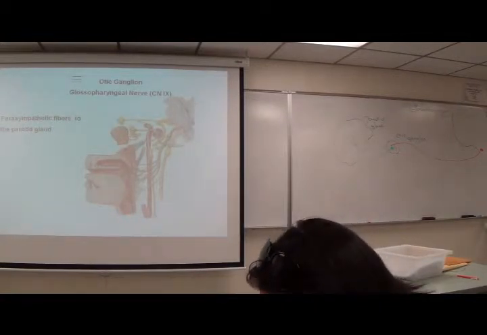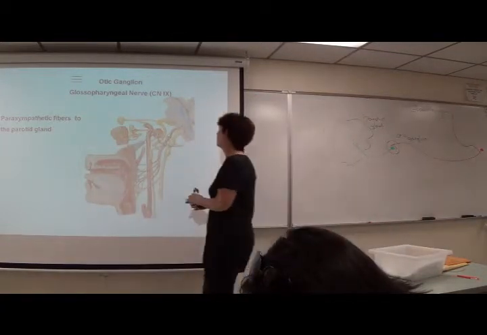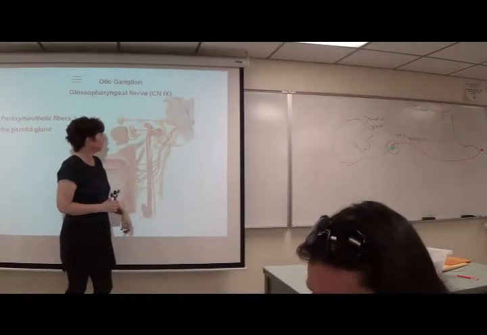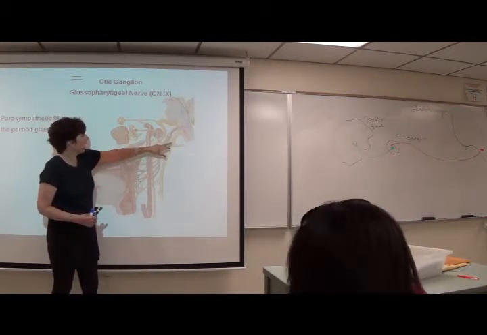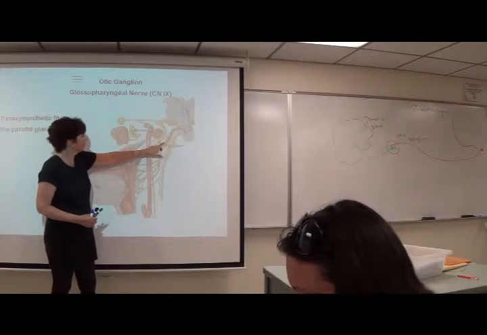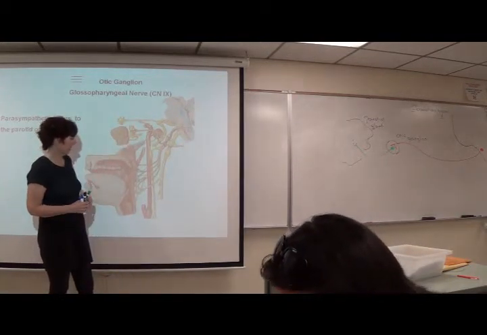So the diagram here, here's the glossopharyngeal, and here's our otic ganglion and the parotid gland. And so it's going to come out here, travel through, and then travel with trigeminal to actually get to the parotid gland.